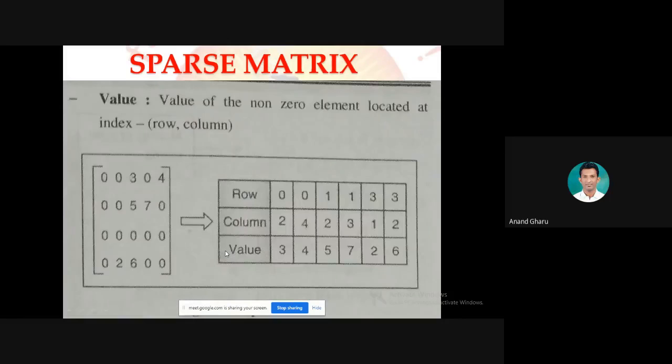I will explain you about the sparse matrix. Okay, here you can see the example. A sparse matrix is a matrix which consists of mostly zero entries. Okay, so here you can see the matrix with 4 rows and 5 columns. Matrix with 1, 2, 3, 4 rows and 5 columns. Okay, now here you can see.